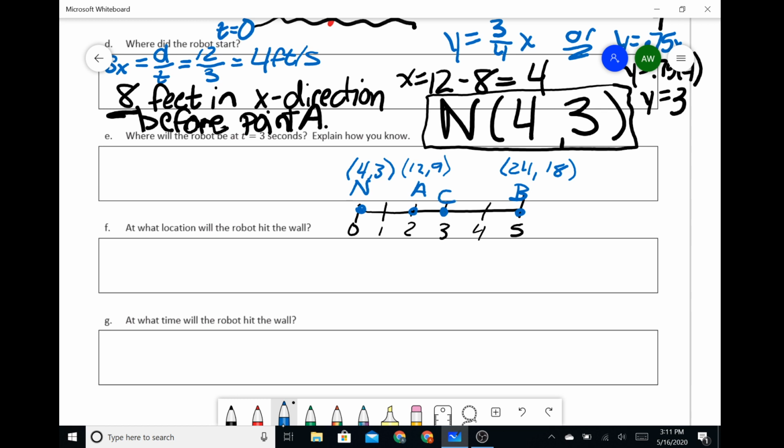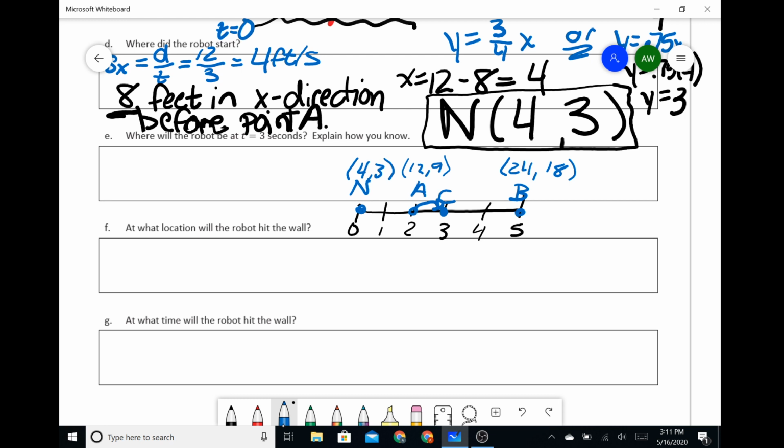And we want to figure out where is that point C. Now, what we did when we figured out the starting point, where we said, okay, we're going to go backwards from A 2 seconds, which is the same as 8 feet. We're going to do exactly the same thing here, but instead of going backwards from A to N, we're going to go forwards 1 second to C, right?